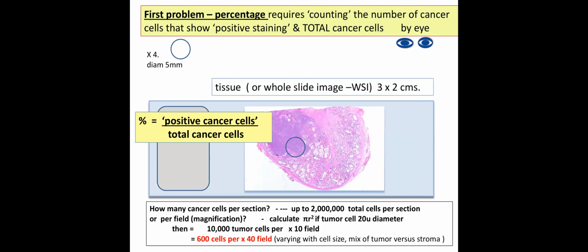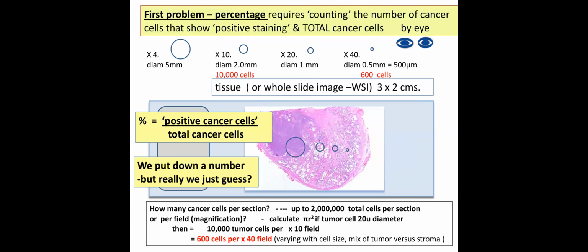And here's a times 4 field, here's a times 10, here's a times 20, and here's a times 40. So a times 10 field, again, by mathematics alone, can have up to 10,000 cancer cells, and a times 40 field can have 600 cancer cells if they're each 20 microns in diameter and if they're shoulder to shoulder. Of course, it varies with cell size and mix of tumor versus stroma. We give a number, but we really guess. It's remarkable that we can guess so closely if we train ourselves.